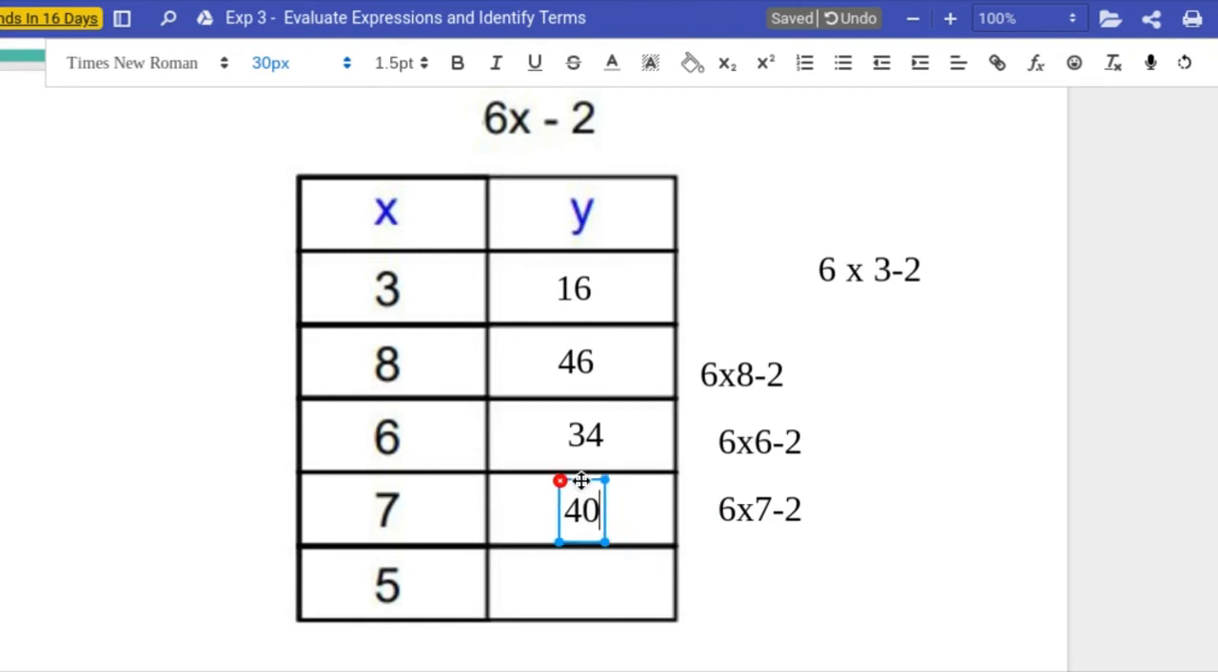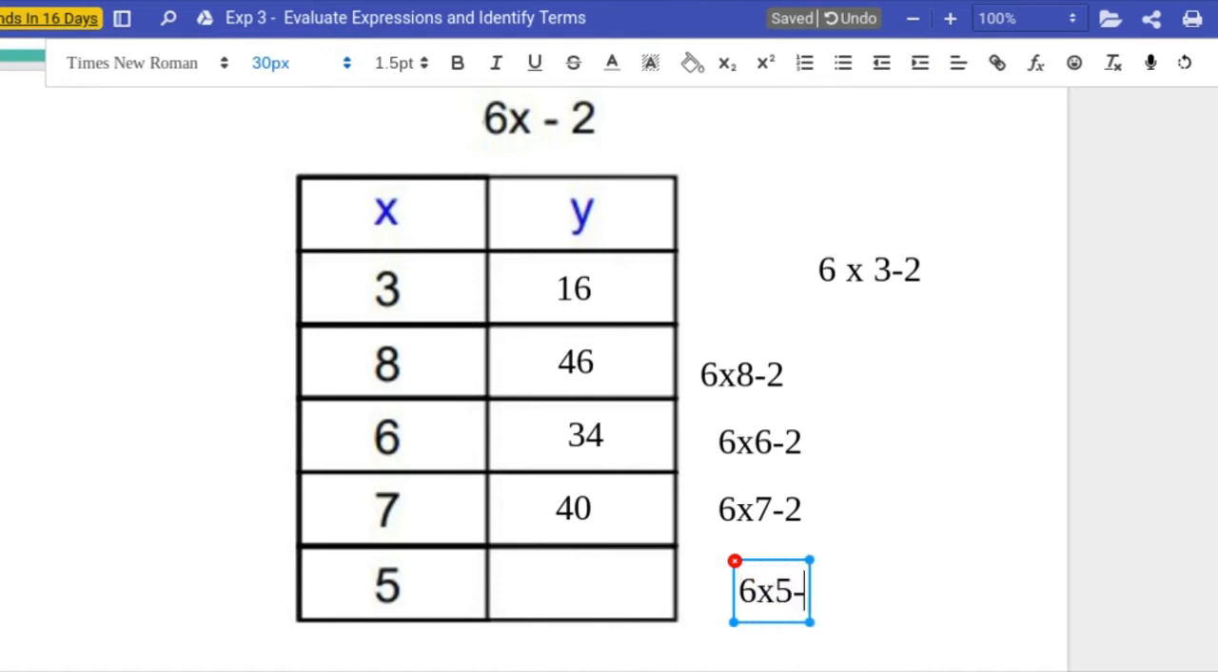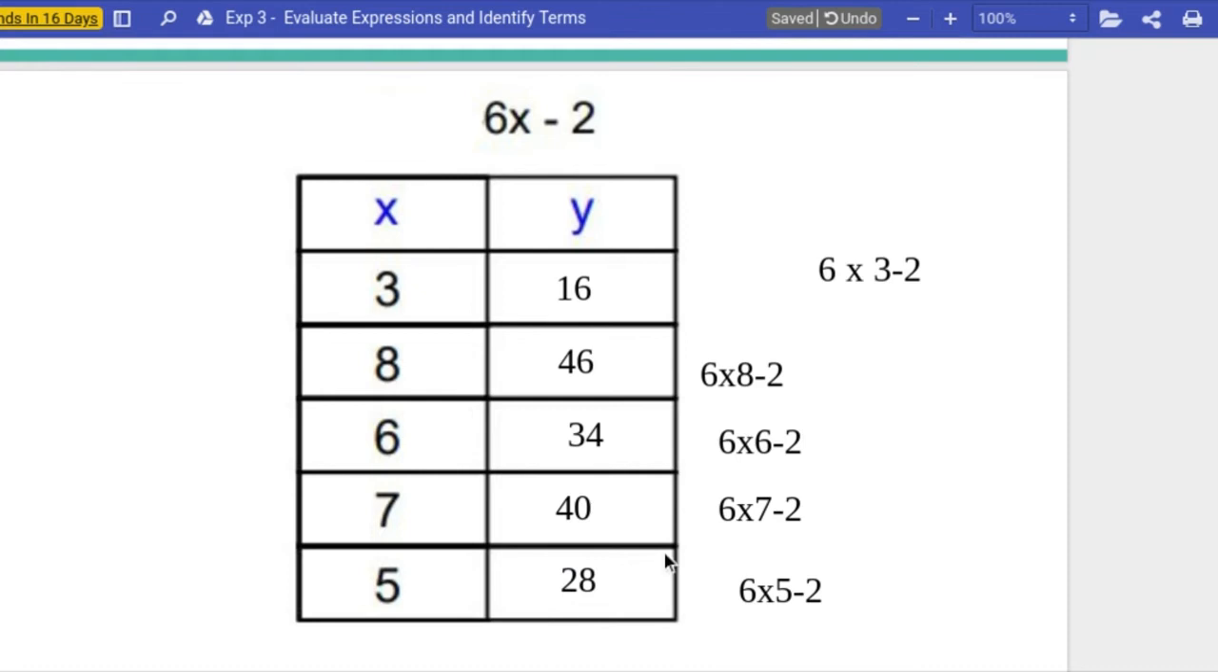And if I put 5 in for x, I would have 6 times 5 minus 2. So 30 minus 2 would be 28. So check your answers, and hopefully you got those all correct.